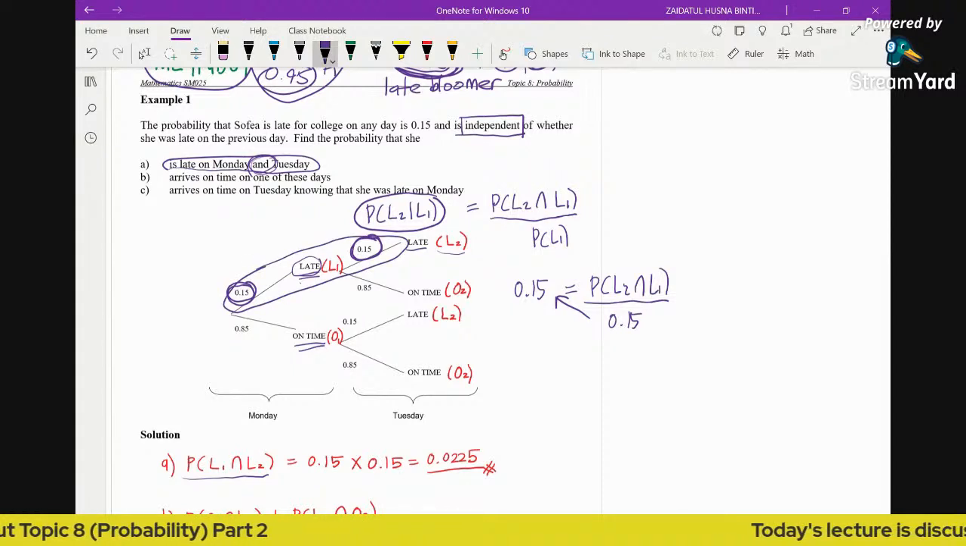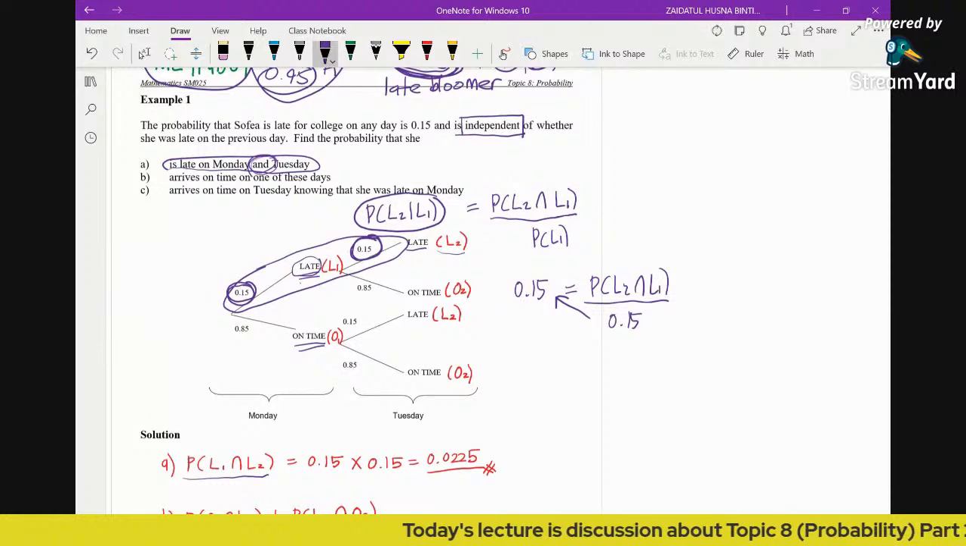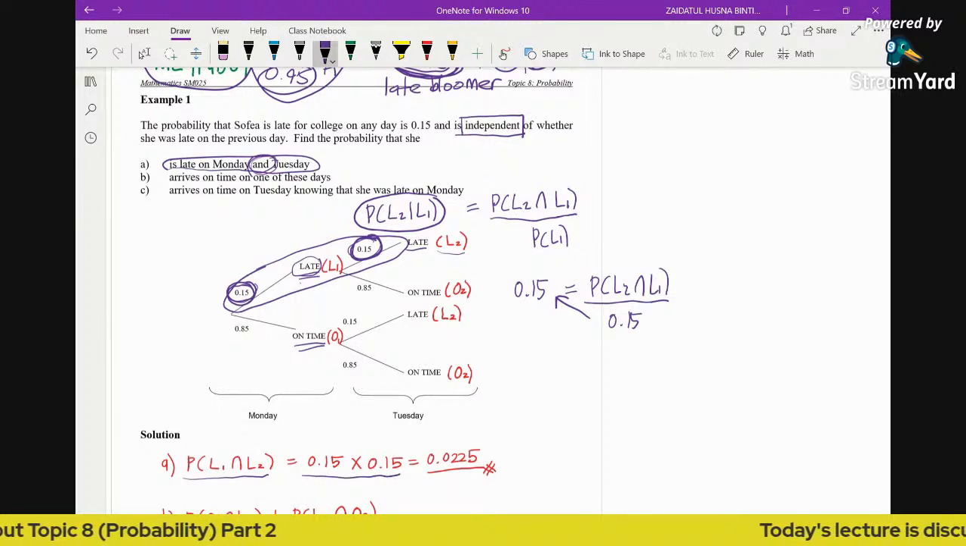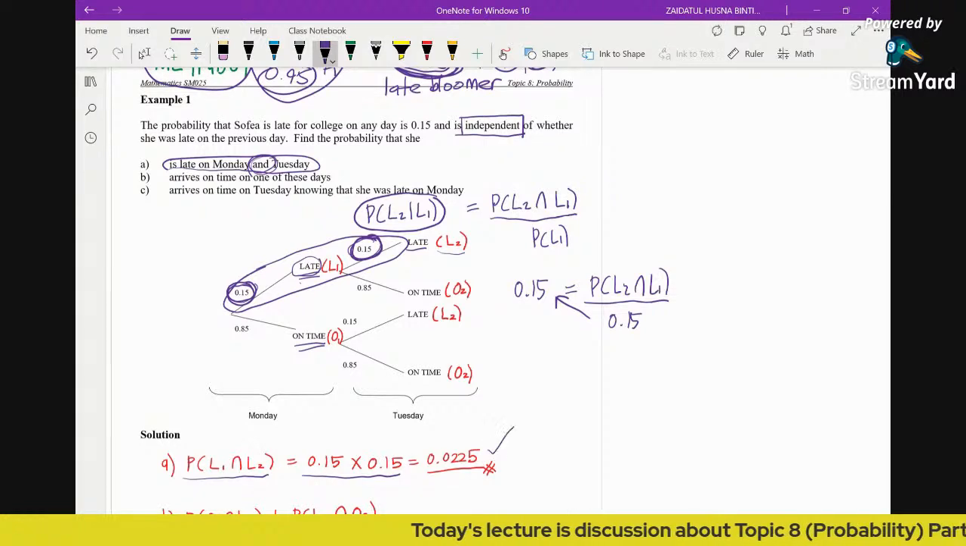Whenever you use a tree diagram and you need to find the probability of an intersection, you just look for the probabilities and multiply them. So you will get the probability of the intersection. So we have 0.15 multiplied by 0.15. So this is the answer.